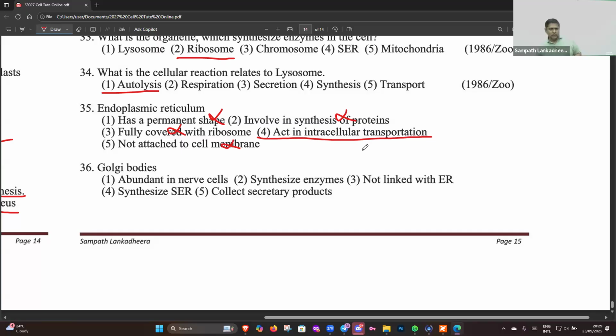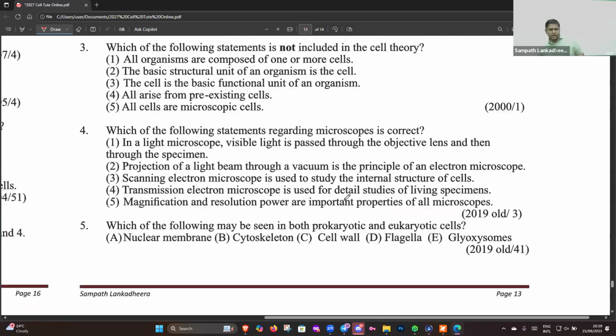All right. Question number 36. Golgi body is abundant in nerve cells. No. Synthesize enzymes. No. Not linked with ER. Wrong. Synthesize SCR. No. Collect secretory products. That's correct. That is correct.